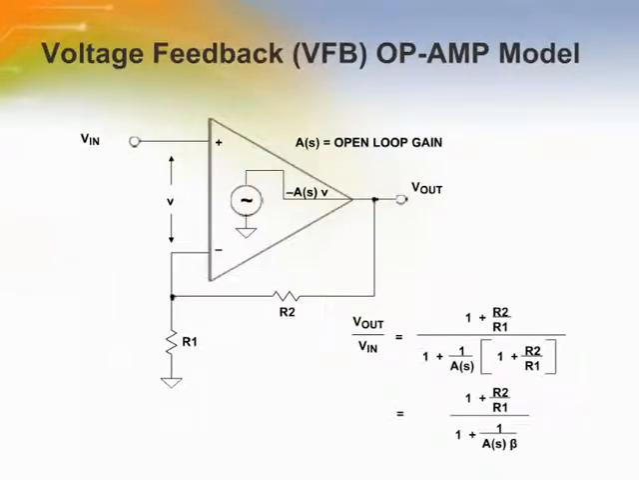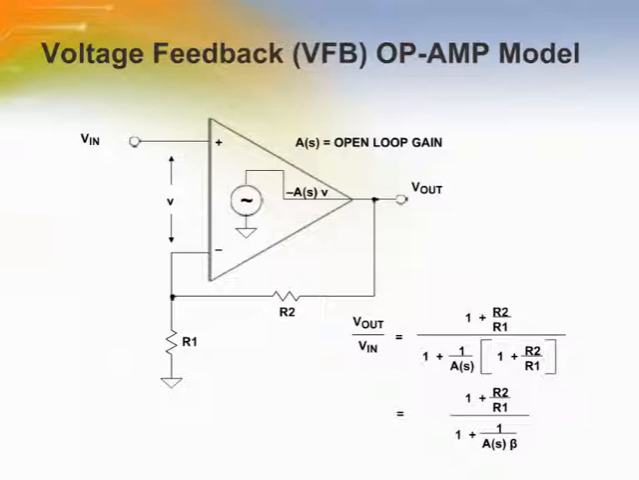Before examining the input and output circuit structures of op-amps, we must first understand the two popular op-amp topologies and their differences. The two popular op-amp topologies are voltage feedback, or VFB, and current feedback, or CFB. This is a simple model of a VFB op-amp.